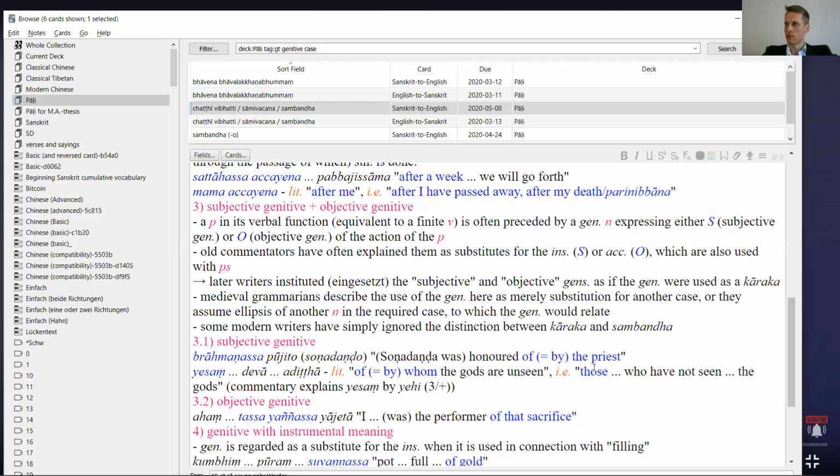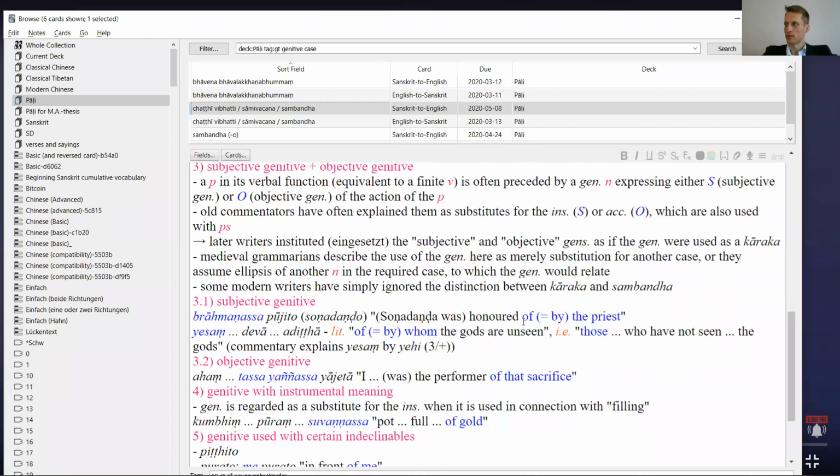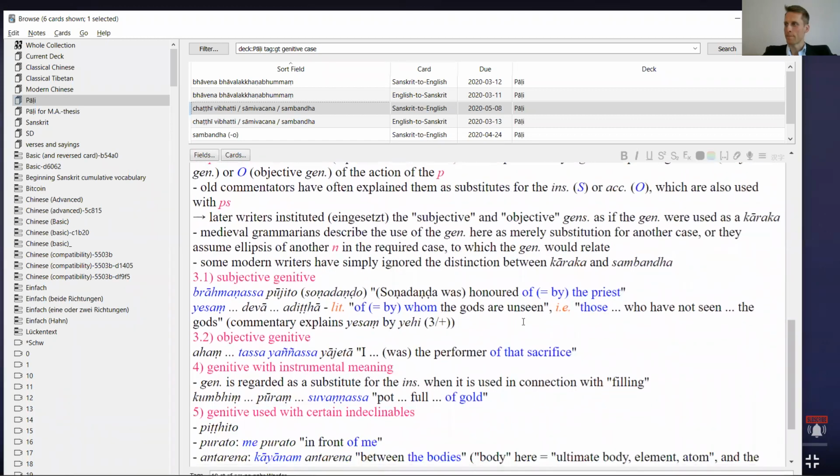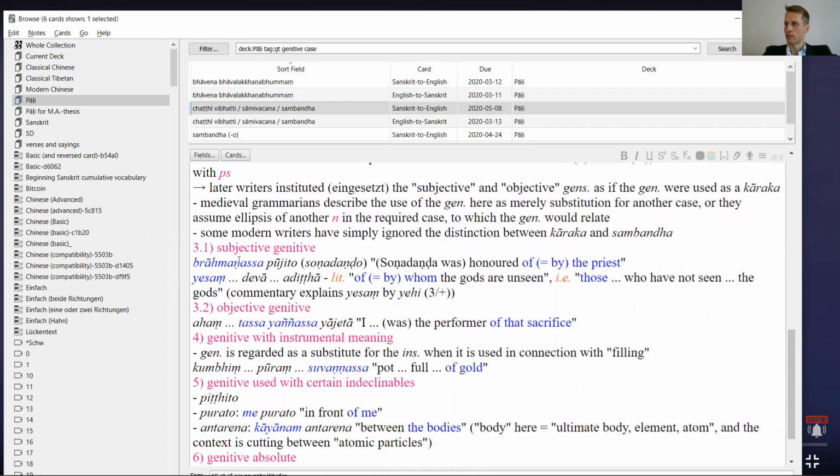So maybe we got a little bit of an idea about it. When we say now, for example, as an example for subjective genitive, Brahmanassa pūjito Sonadando, Sonadanda was honored, pūjito, of the priest, meaning in English then by the priest. Or yesaṃ devā adiṭṭhā, of whom, yesaṃ, the gods, devā, are unseen, meaning those who have not seen the gods.